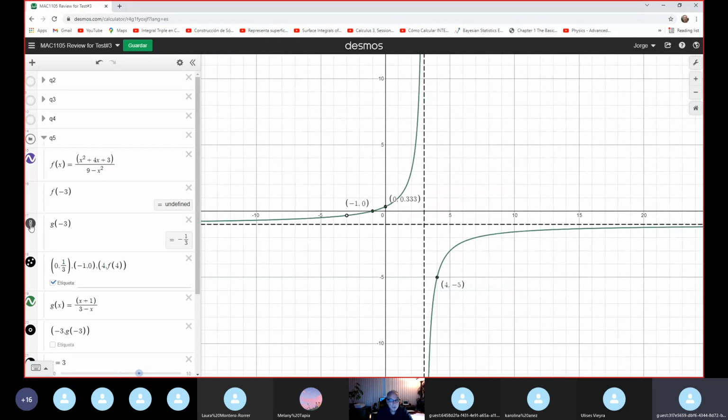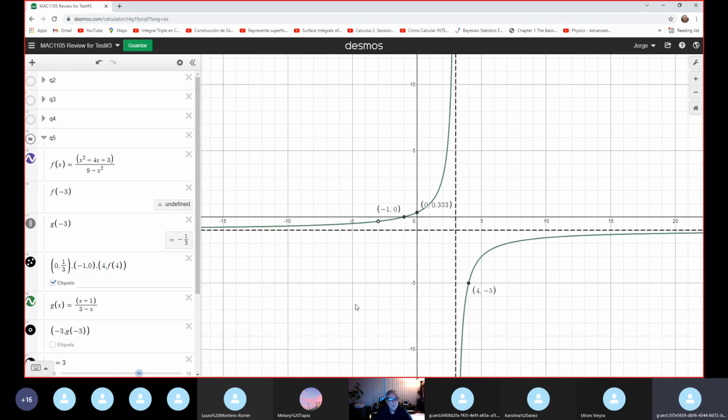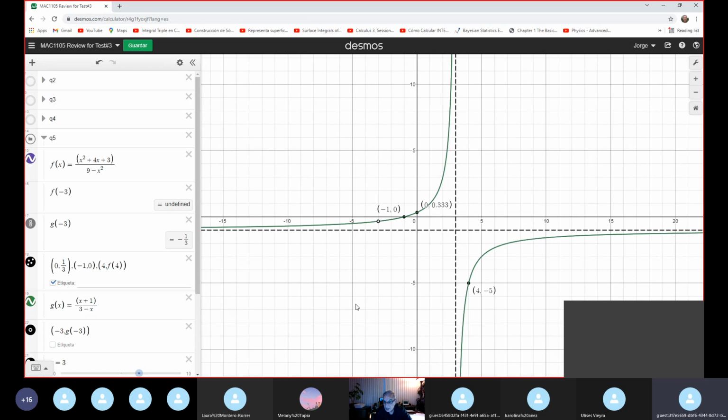Why not put a fraction here, over there? -1/3. Do you see that or no? G and -3 is a hole, yeah. Okay, the hole. How do you find the hole?